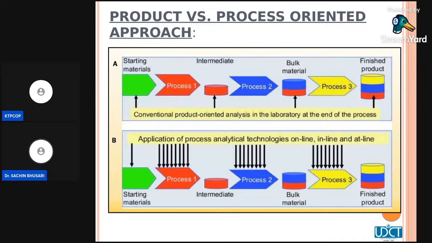And if your processes are correct, your critical parameters are within the specified limit, definitely whatever you are getting, intermediate, bulk material, finished product, it will be within the specified limit. Correct. So that's the reason we have shifted from the product oriented approach to the process oriented approach. It is for understanding. Although we are testing the products right now also, now we are more towards process driven.